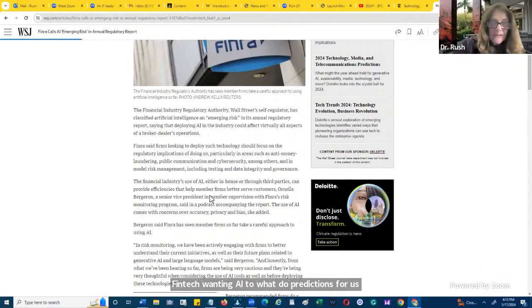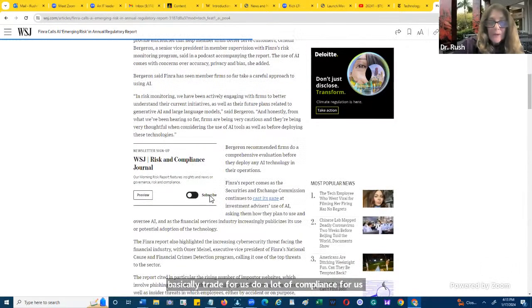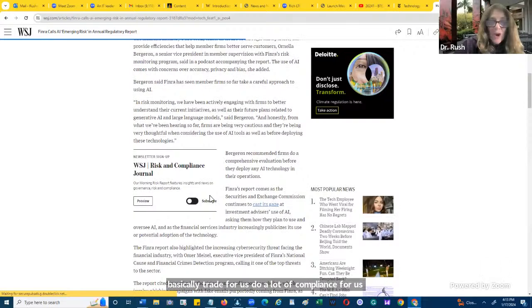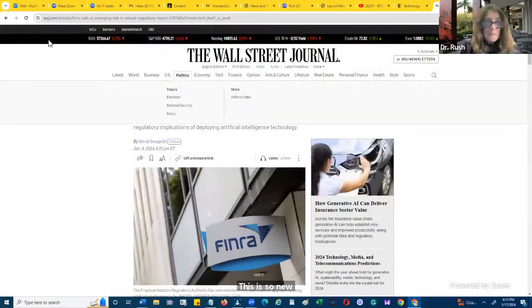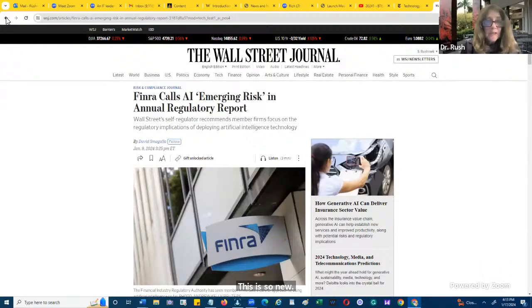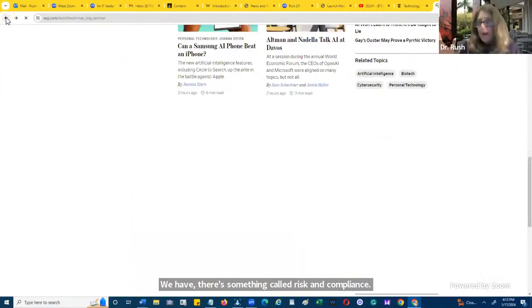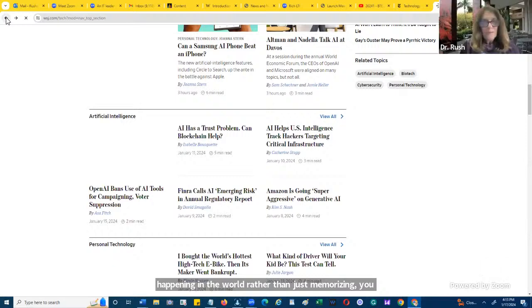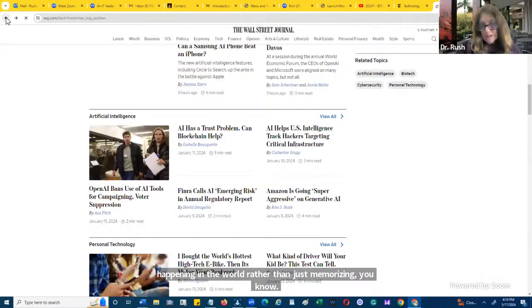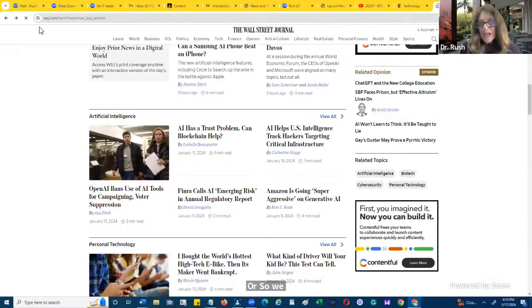And the idea is, hey, wait a minute. People are saying this is so new. There's something called risk and compliance. So you can look at those as well. Everybody get an idea that I don't want us to be narrow, Katie, and I want us to be able to say, hey, we can think about what's happening in the world rather than just memorizing facts.